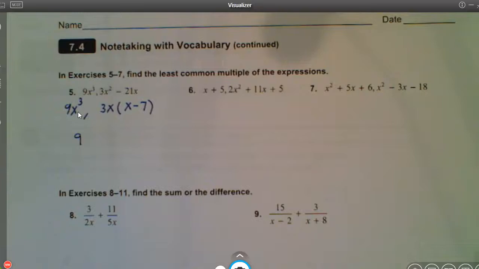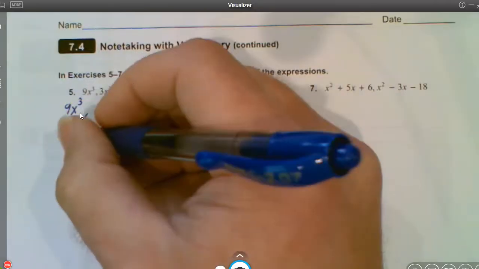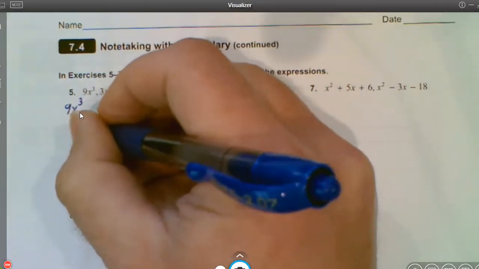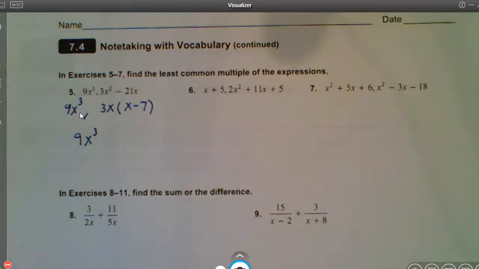So I have an x to the third. I have an x to the first. All you're ever doing on these is you pick the one with the biggest exponent, right? So x to the third is something that both of those can go into.